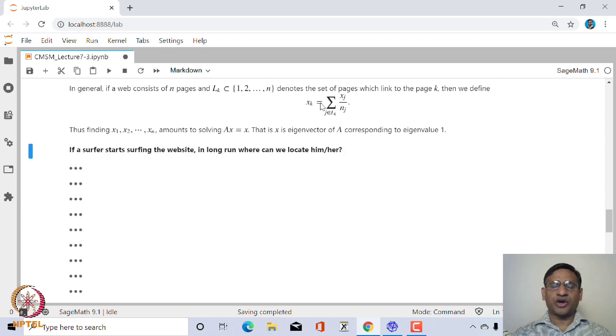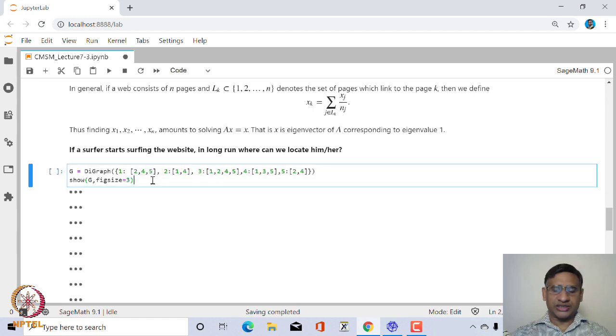You can also think of this problem in the following way: if somebody starts surfing the internet, then in the long run where can you find him, after 1 click, after 2 clicks, after 100 clicks, after 1000 clicks? It will give you his probability of being on a particular website. So how do we find that?